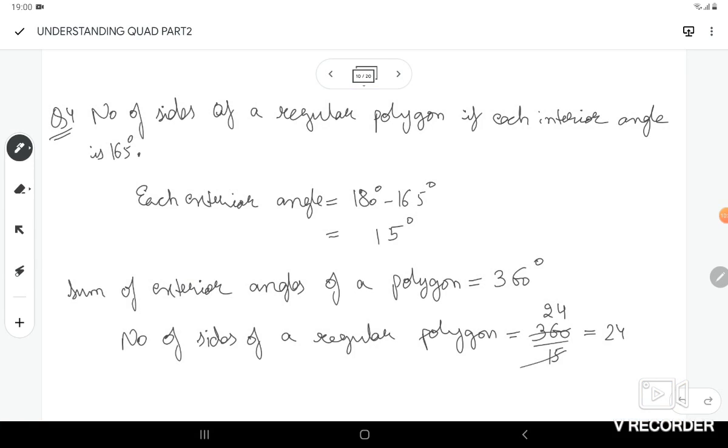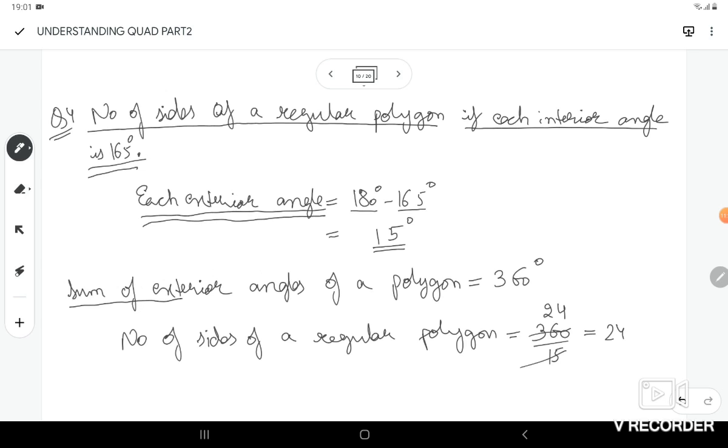Now moving on to another question. It says the number of sides of a regular polygon are to be found if each interior angle is 165 degree. So we can find the exterior angle using the linear pair, that is interior plus exterior equal to 180 degree, and 180 degree minus interior angle would give us the exterior angle, which is equal to 15 degree.